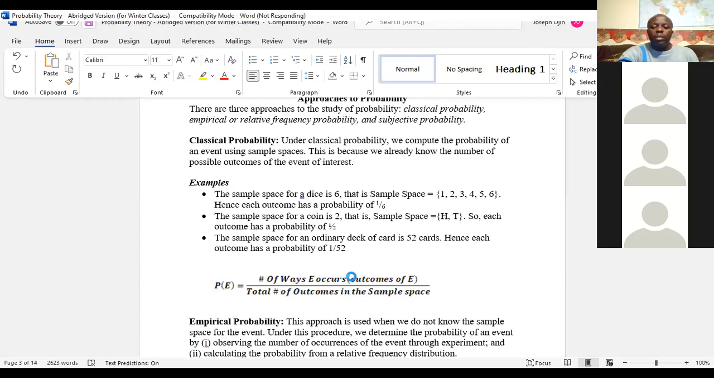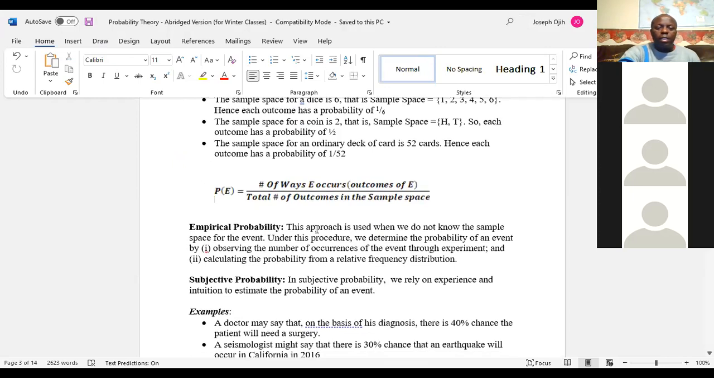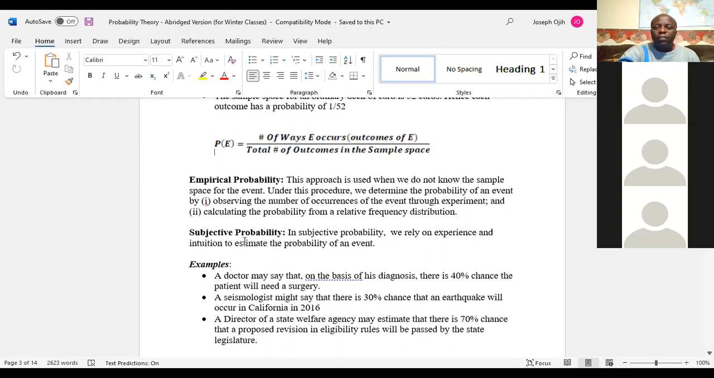Before we do an example, I want to explain the concept of empirical probability. Empirical probability is based on, in this case, we have to estimate the probability by ourselves by observing the number of occurrences and calculating the probability from relative frequency. Okay, so we'll come to that. Let's start with classical probability. But the subjective is different.